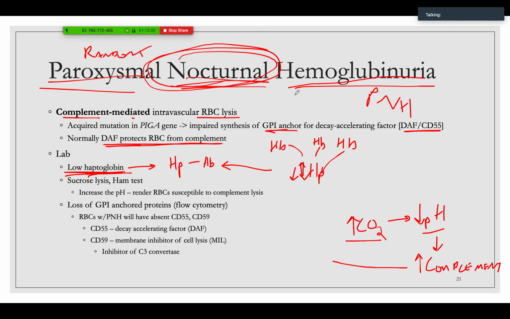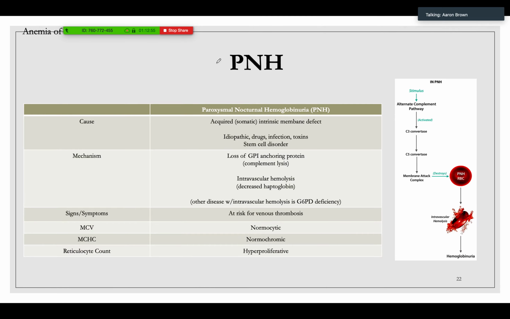Great. So again, the important thing for you to know of PNH is this loss of GPI anchored proteins. You got to know this one, okay? The GPI anchor is going to be what anchors your DAF, AKA CD55. So this is what's missing from your red blood cells. Because you can't anchor it with GPI, you're not going to have this CD55. Okay? Good. So, just a quick review.